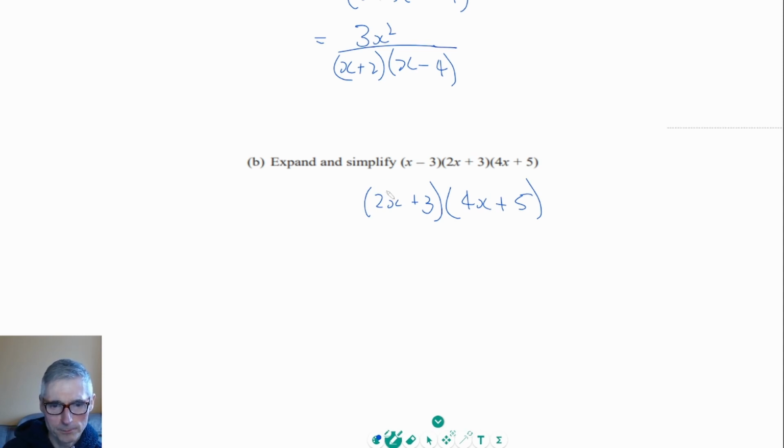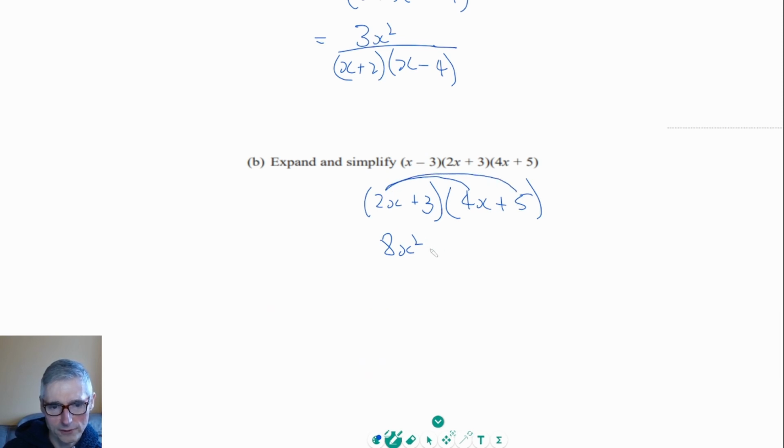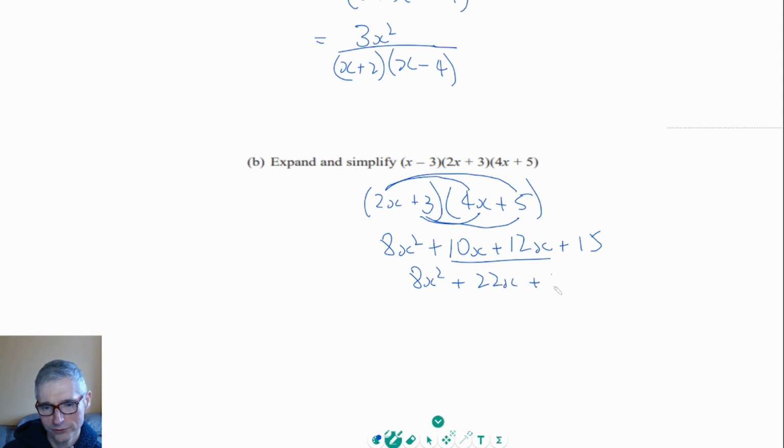And I'm going to go 2x times 4x will give me 8x squared. Then I'm going to go 2x times 5, that's going to give me 10x. Then I'm going to go 3 times 4x, that's going to give me 12x. Then I've got 3 times 5, that's going to give me 15. And I'm going to tidy that up. So just collecting the middle term there, I've got 8x squared plus 22x plus 15.